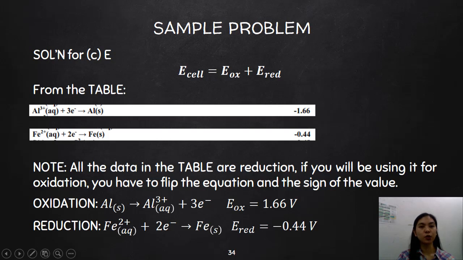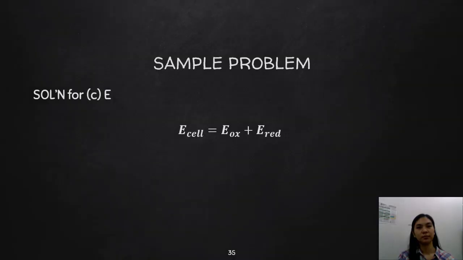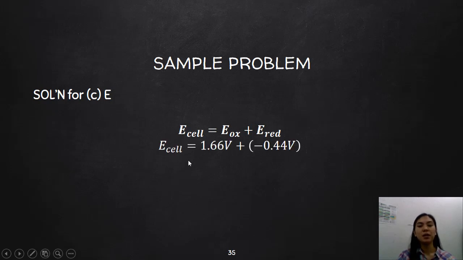And of course, dun sa reduction, since reduction reaction yan, wala na pong kailangan baguhin. So, it will stay as negative 0.44 volts. So, let's continue solving. So, ito po yung main equation natin kanina. Since meron na tayong value ng oxidation potential and your reduction potential, i-add na lang po natin silang dalawa. So, that will be 1.66 volts plus negative 0.44 volts, and it will yield you the answer of 1.22 volts.